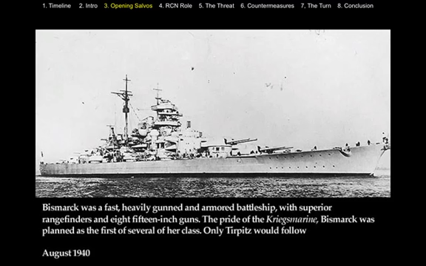So this is another shot of Bismarck. She had a sister ship, the Tirpitz. Hitler didn't have time to build more. Now, this is interesting because this shows that at the beginning of the war, both the British and the Germans are interested in building battleships. By the end of the war, especially the Americans showed that the battleship really was obsolete and it had been replaced by the aircraft carrier.